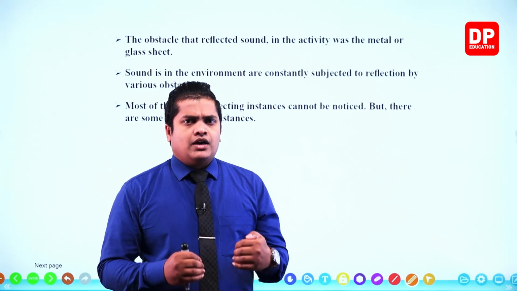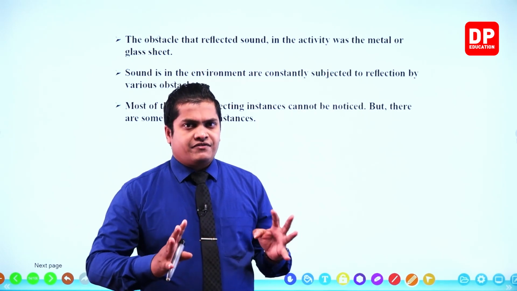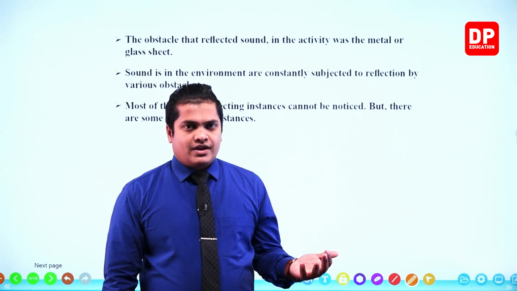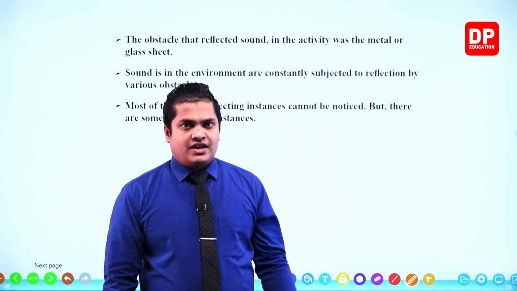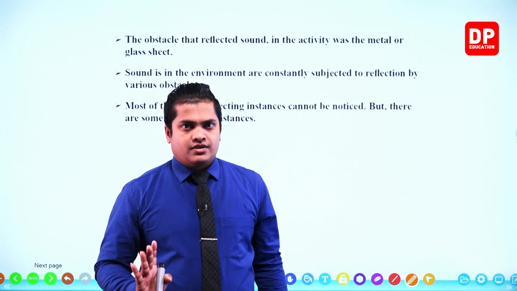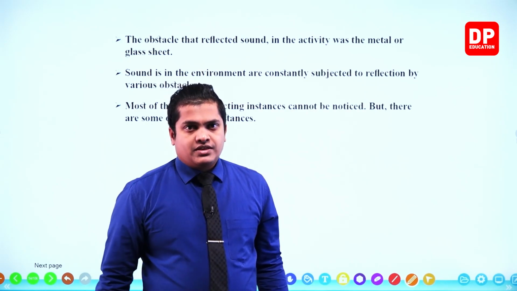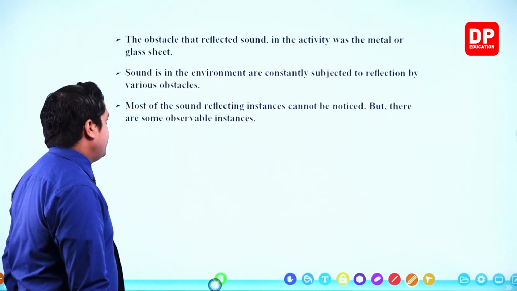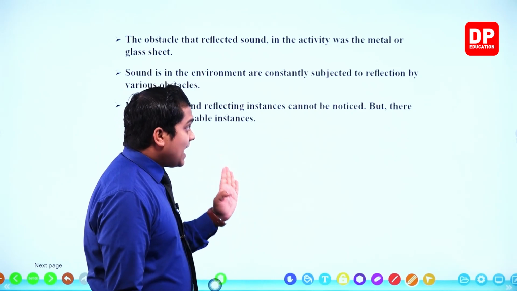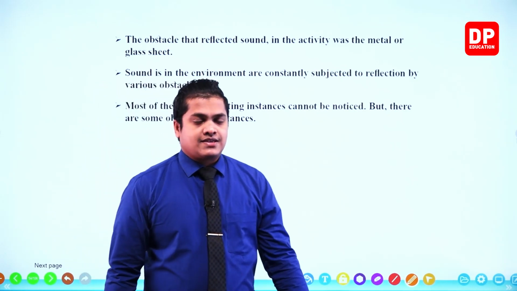Each and every object in our environment is going to reflect sound in different ways. These sounds are getting reflected here and there by different objects in our environment, in different directions. This is a specific property that we can observe within sound waves. Then the final point given: most sound reflecting instances cannot be noticed, but there are some observable instances.